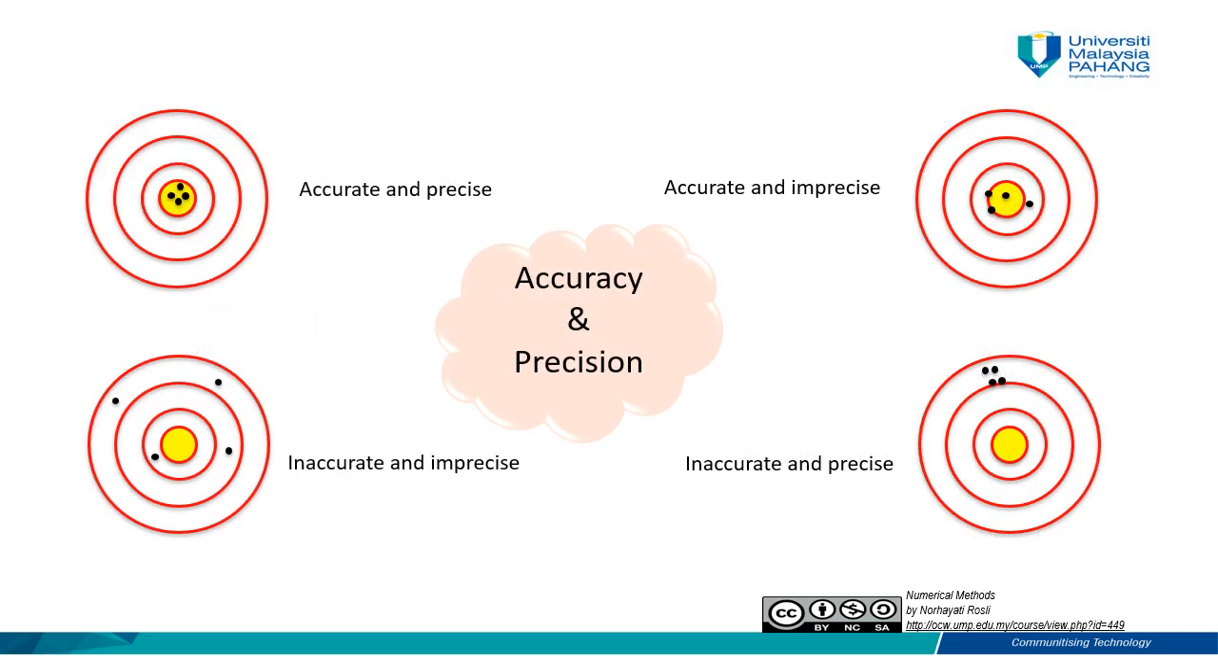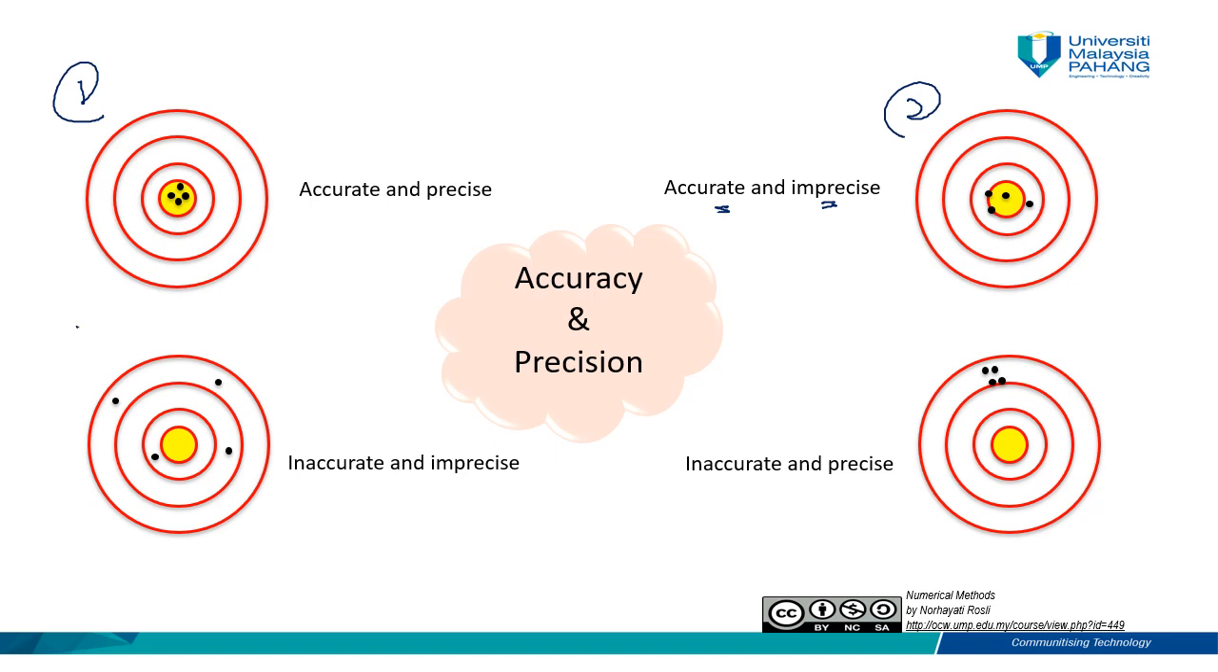So for better understanding, this is the figure that will tell you about accuracy and precision. We go to the first picture. The first picture is about accurate and precise. Why is this one accurate? Because all the 4 bullets are close to our target. And this is precise also, because all the 4 bullets are close to each other. But for the second picture here, this is accurate and imprecise. Why accurate? Because all the 4 bullets are close to our target. But imprecise because all the 4 bullets are not close to each other.